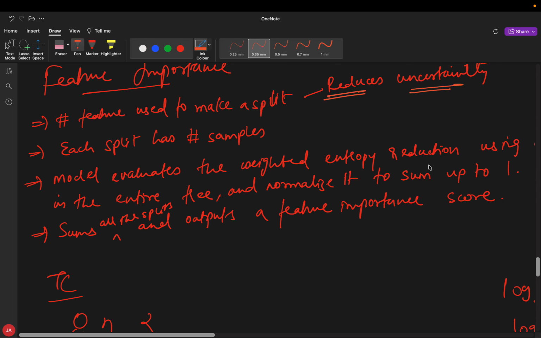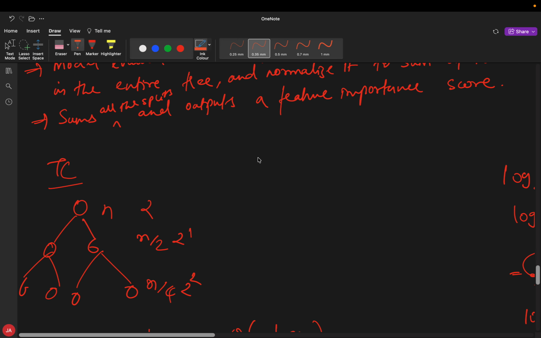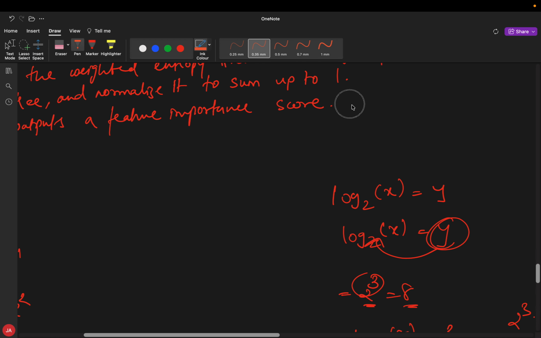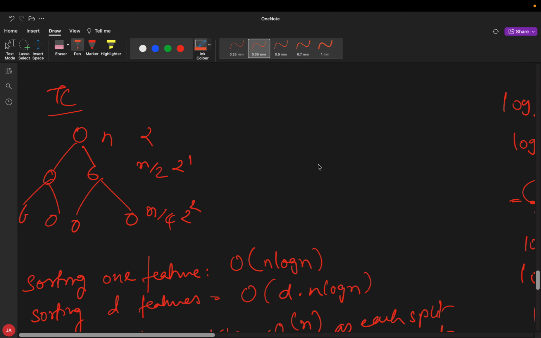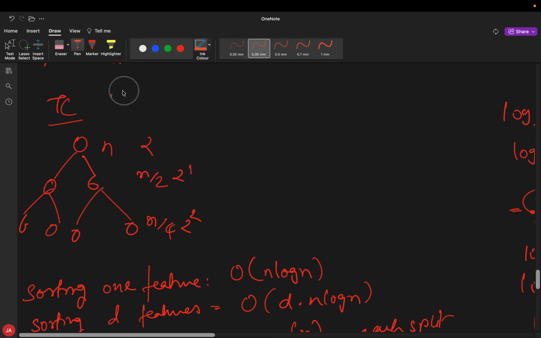The model evaluates the weighted entropy reduction using a feature. I have not mentioned the formula. Where is the formula? No, this is the time complexity of decision tree.